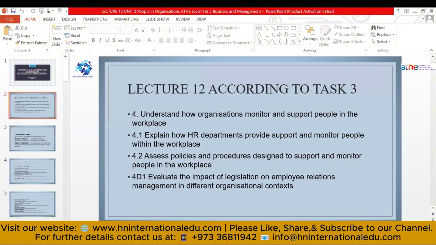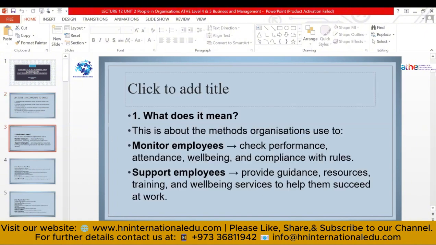The question: understand how organizations monitor and support the people in the workplace. Now we have studied a lot about the team, the people, how we manage, how we amalgamate things together, but how things are monitored, who overlooks things going on in the organization, the tasks, responsibilities, designations, and if a person needs support, what's the mechanism behind it? So this is about the methods organizations use first to monitor the employees, that is checking the performance, attendance, whether they're coming on time or not, well-being, their health, and compliance with the rules.